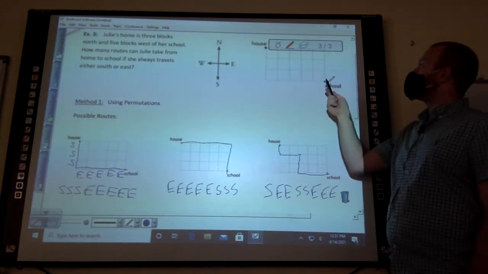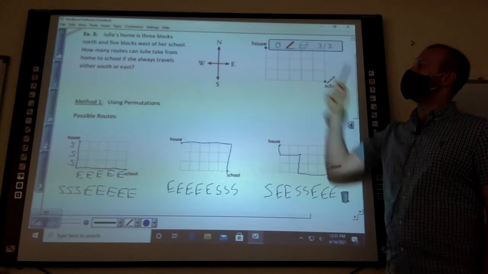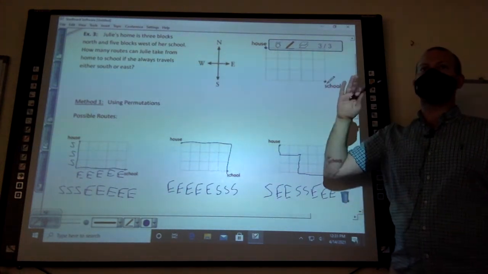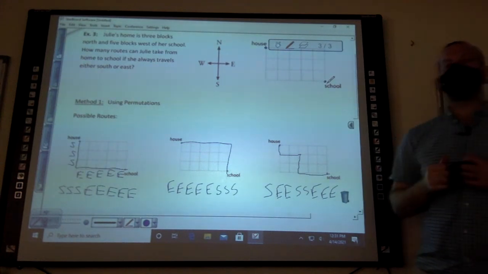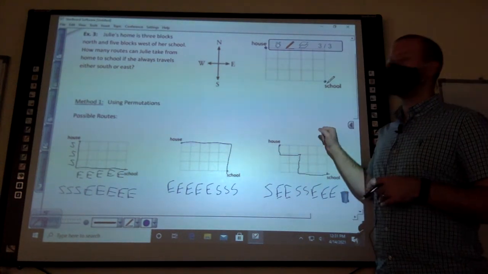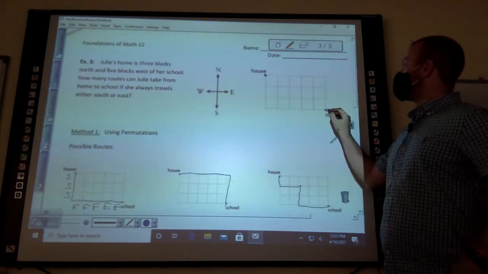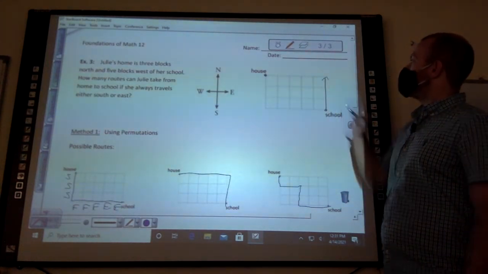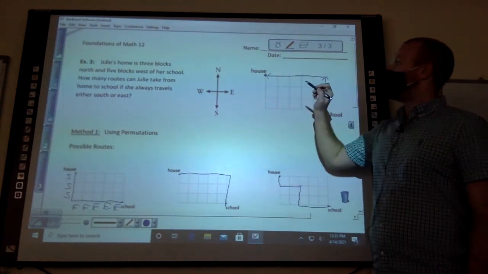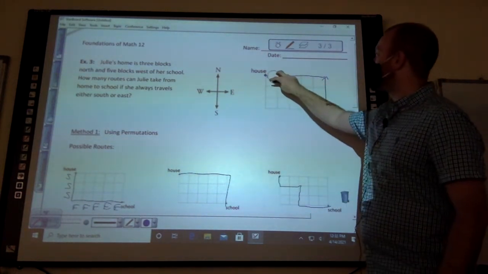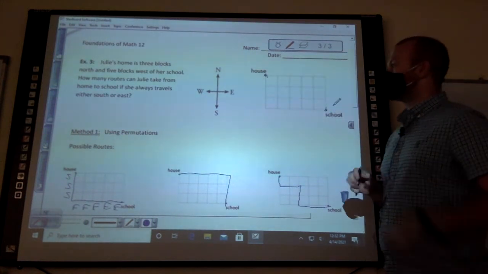So the house is 3 blocks north and west, but she's going from home to school, not from school to home. Yeah, so from school, it's 3 blocks north and 5 blocks west, but I want to go the other direction. So it's just the reverse.